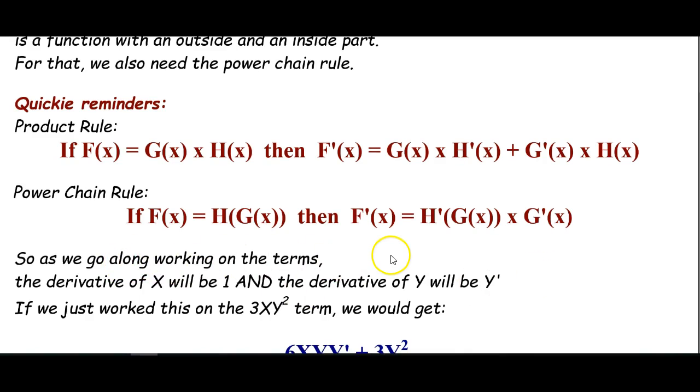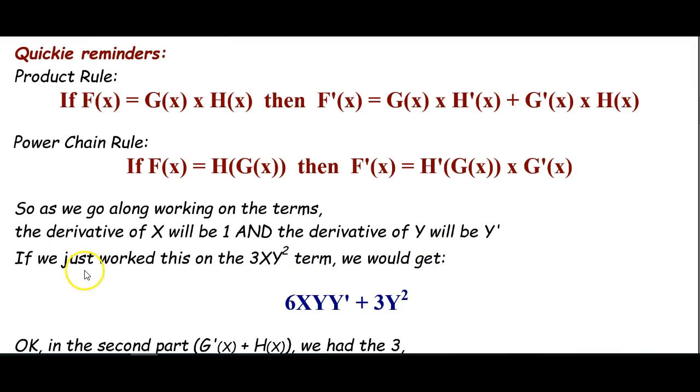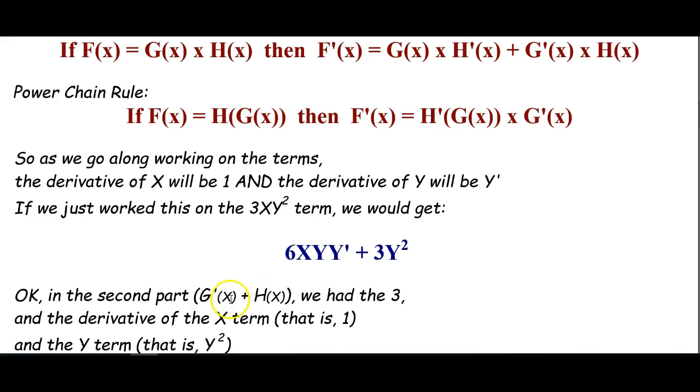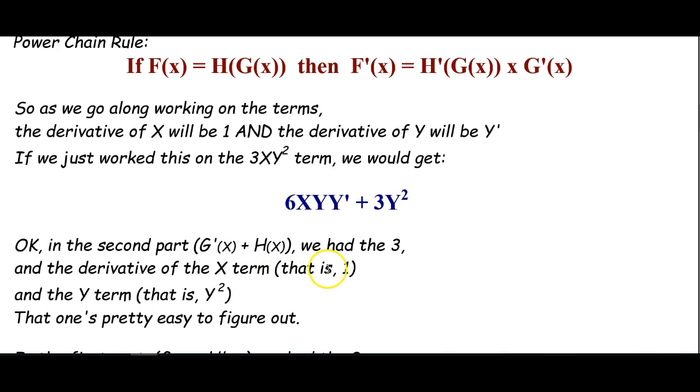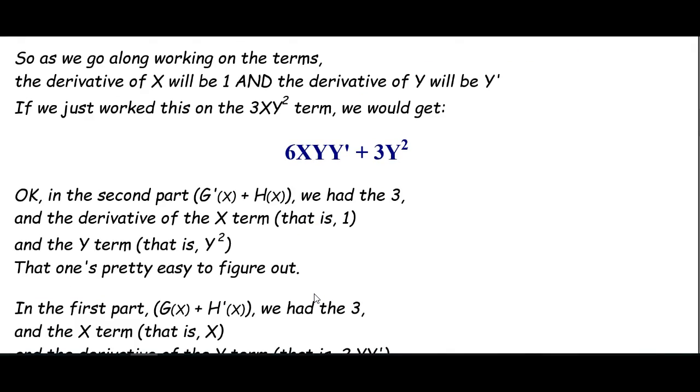So we go along working on the terms. The derivative of x will be 1, and the derivative of y will be y prime. If we just write this on the 3xy squared term, we will get 6xy y prime plus 3y squared. Okay, in the second part, g prime of x times h of x, we have the 3, and the derivative of the x term, that is 1, and the y term, that is y squared. So that one's pretty easy to figure out.